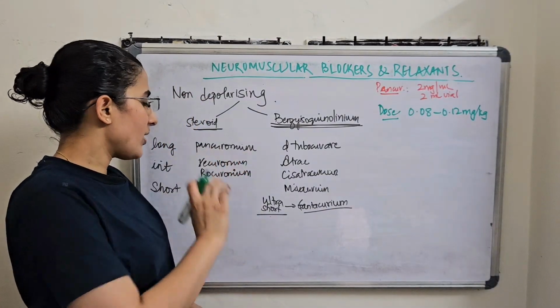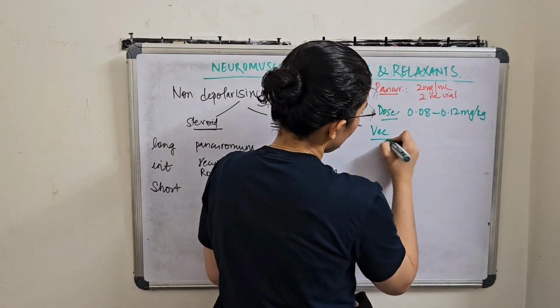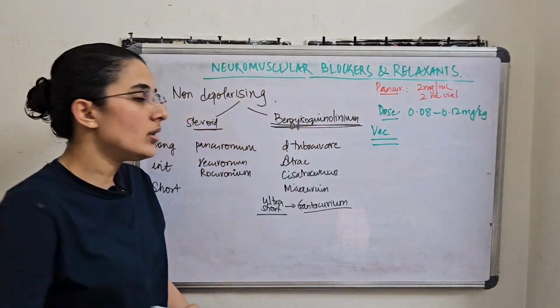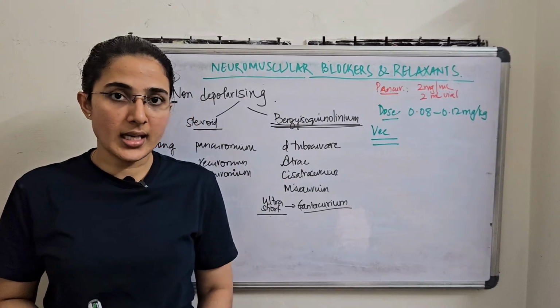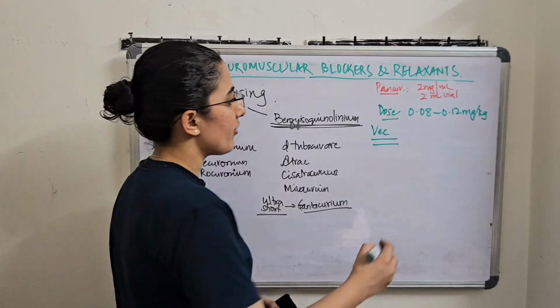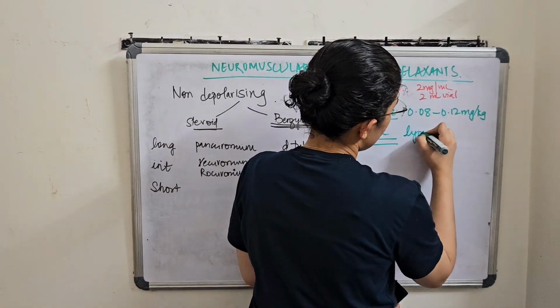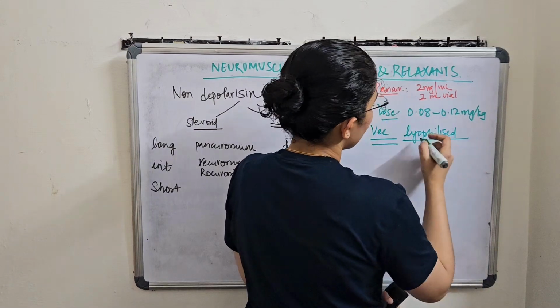Next we will come to vecuronium and rocuronium. Vecuronium is also an intermediate-acting steroidal non-depolarizing muscle relaxant. If you would have used it, it's available in the form of lyophilized powder, so it has to be reconstituted.